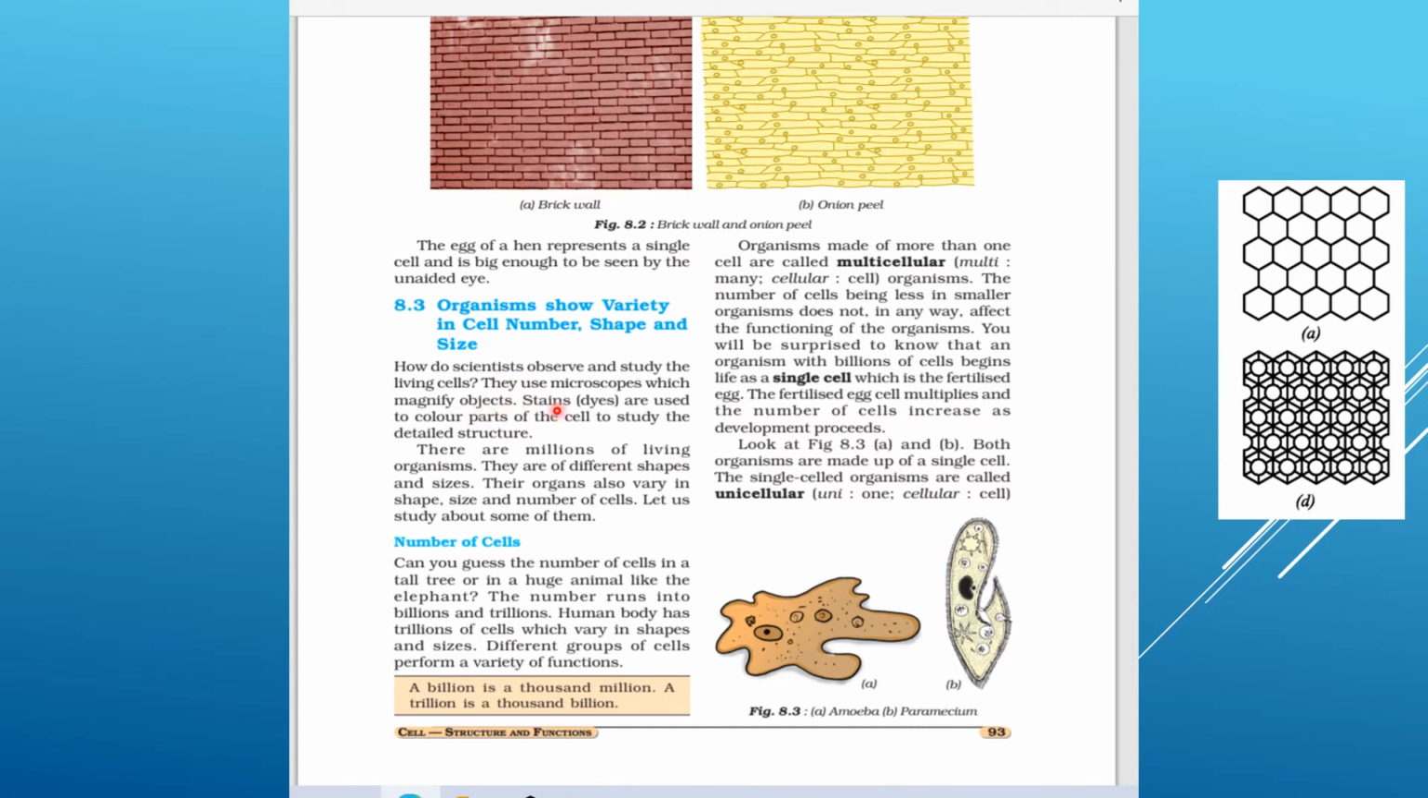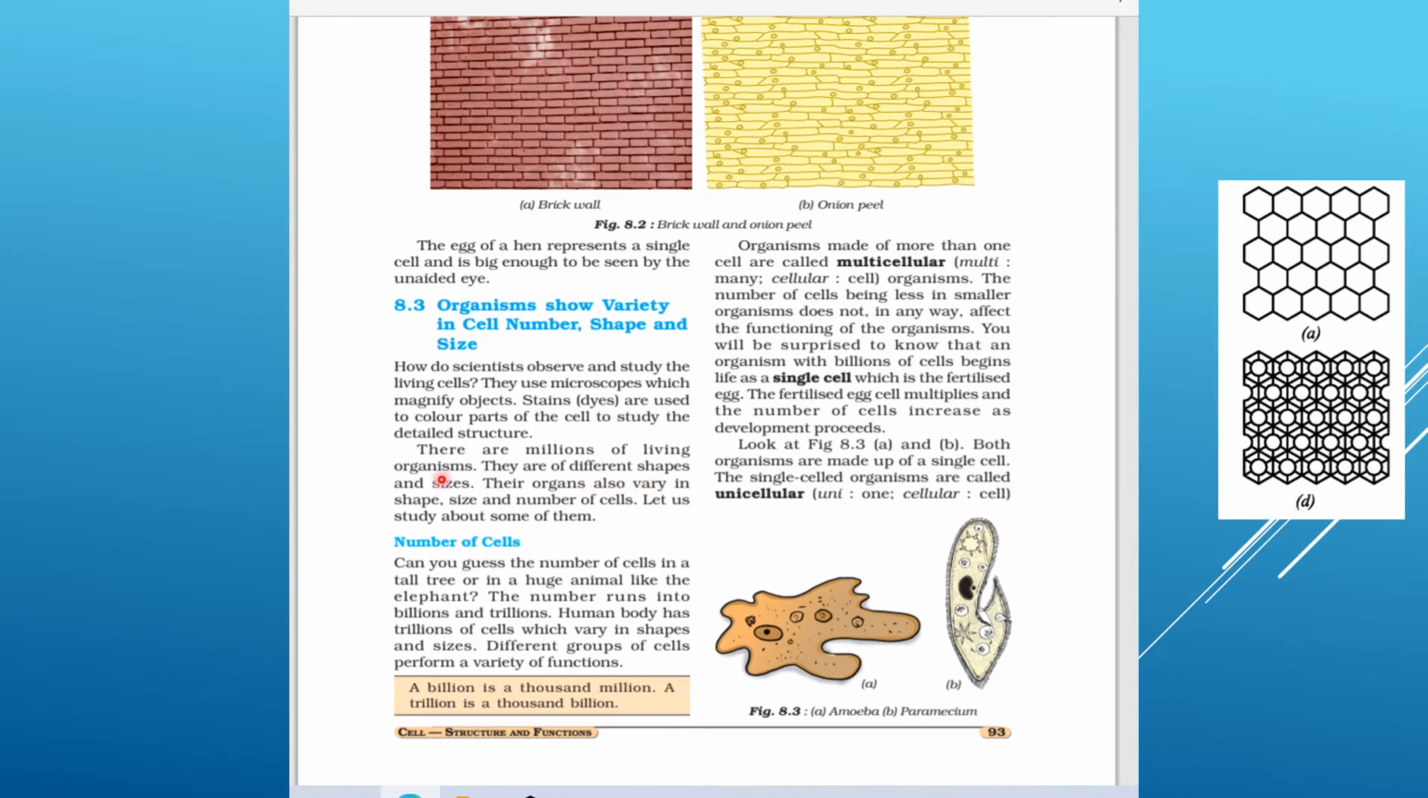This is the question. What does a microscope do? It magnifies objects. And some cells are too small, so stains and dyes are used to color parts of the cell to study the detailed structure. Okay, what is used? Dye, so that we can study the detailed structure of it.